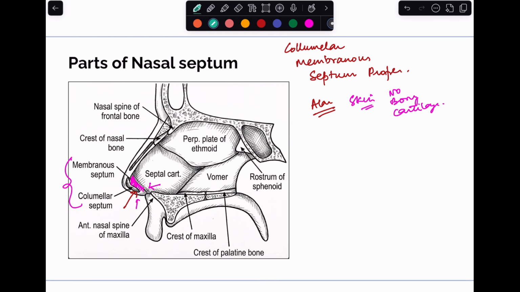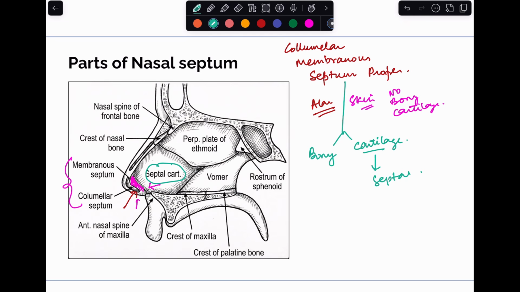Next, we come to talking about the septum proper. Septum proper can be divided into two parts: a bony part and a cartilaginous part. As we know, the cartilaginous part is formed by the septal cartilage. So the cartilaginous part is simple.